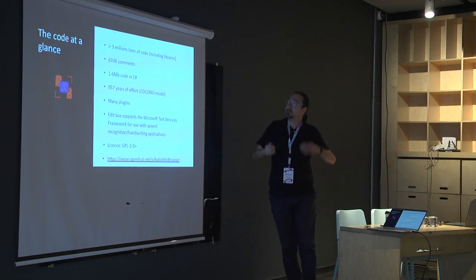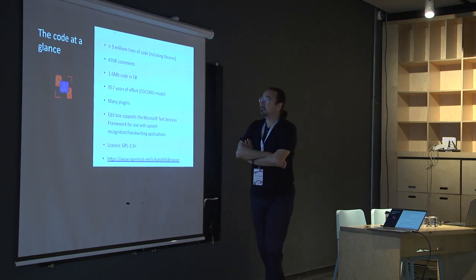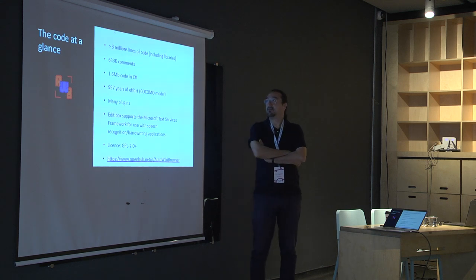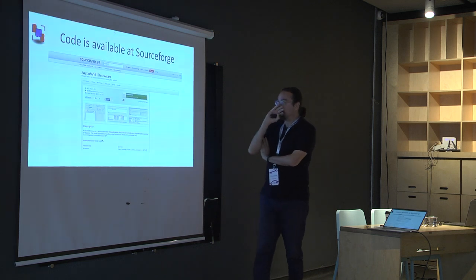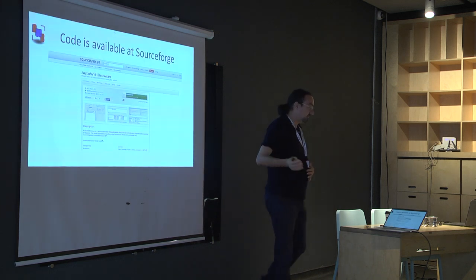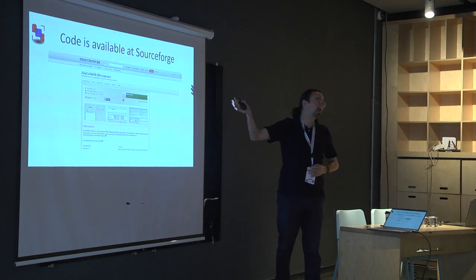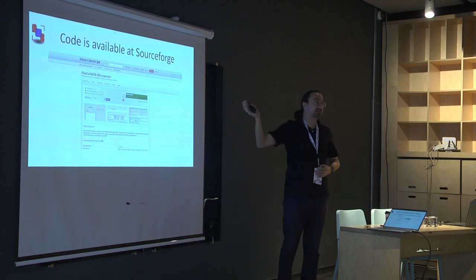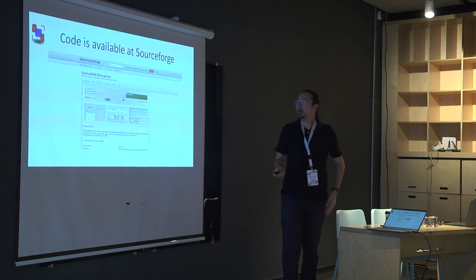Yes, as I said, 3 billion lines of code, 1.6 megabytes of code in general, almost 1,000 years of effort in the model, and many other things. Okay, so I'm going to show you how it works. If you just want to download it, the code is available on SourceForge still. We have some versions on GitHub and other tools, but for historical reasons, we keep the SourceForge available.